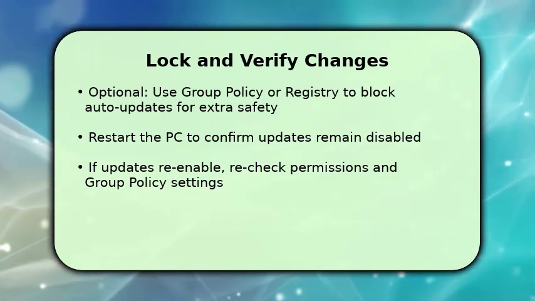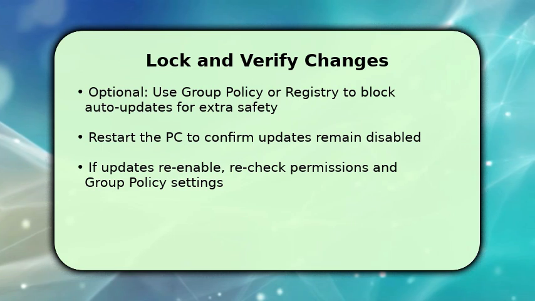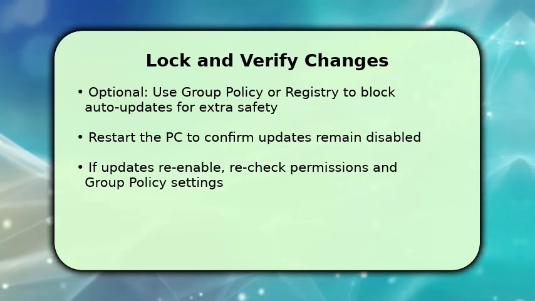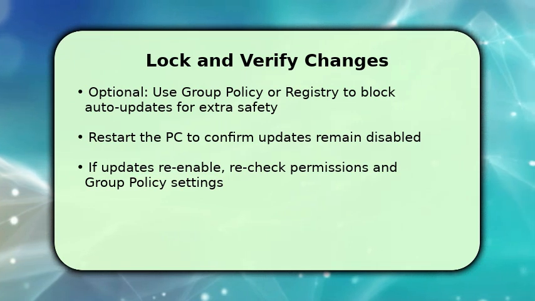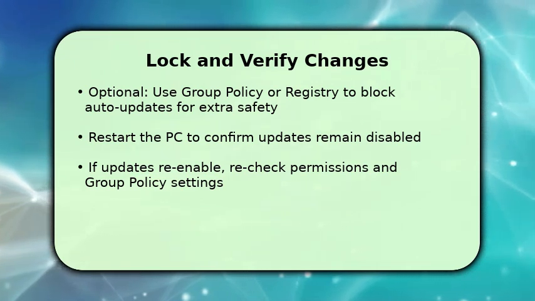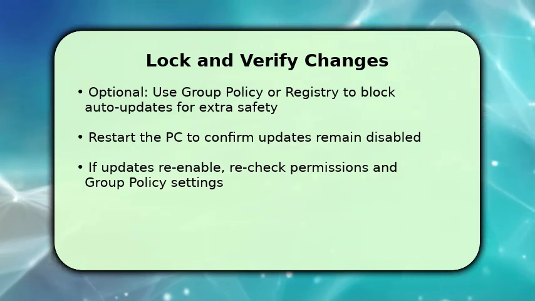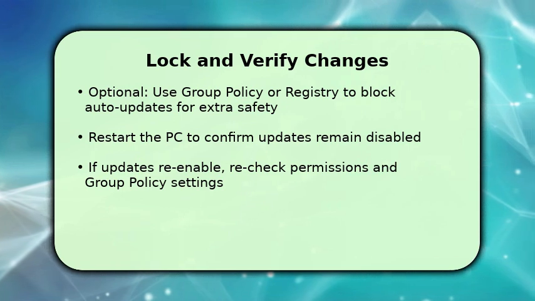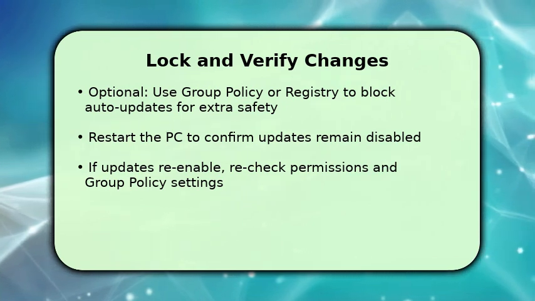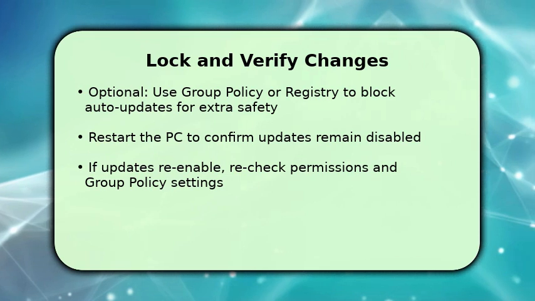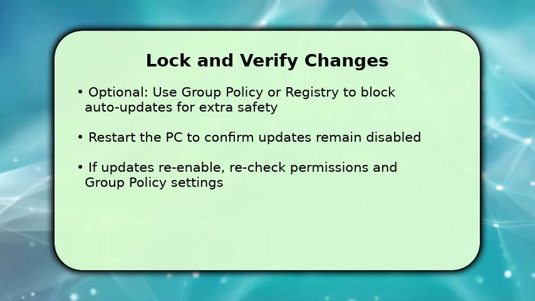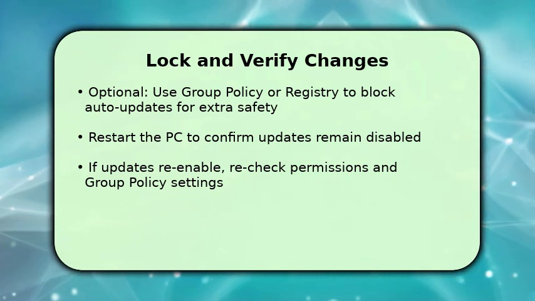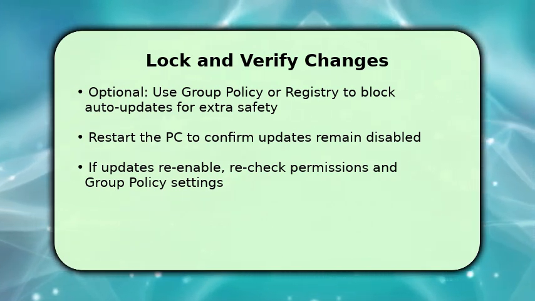If it restarts, check that you used an admin account and that group policy or other management software didn't override you. For extra safety, use Group Policy Editor, gpedit.msc, or a registry tweak to block automatic update behavior. Only do this if comfortable editing system settings. If updates re-enable, the key troubleshooting tip is to inspect scheduled tasks, third-party update tools, and domain group policies that may enforce updates.